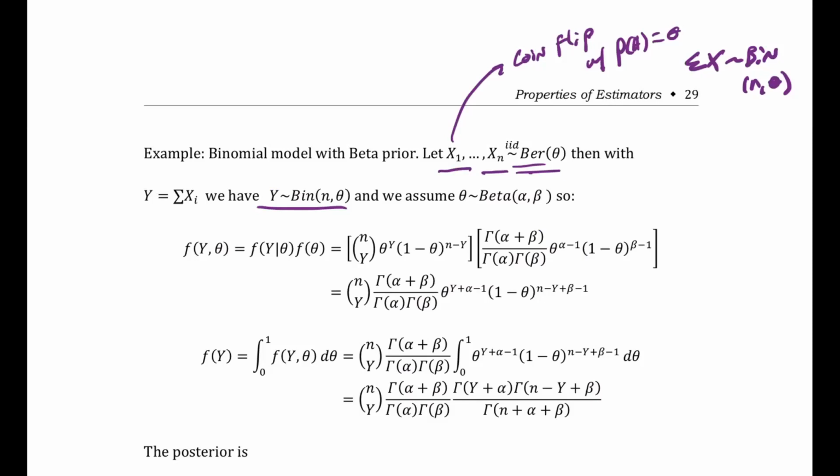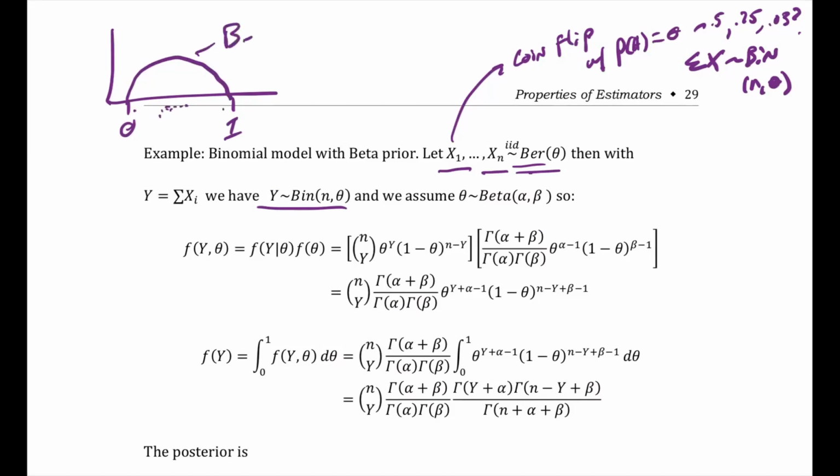Now, what would be a good prior for my coin flip probability? Is this 50%? Is it 75%? Is it 3%? Who knows? So we can imagine having a distribution over the unit interval from 0 to 1, and maybe that distribution goes something like this. So you're more likely to be in the middle here, less likely to be at the edges. This is a type of beta distribution.